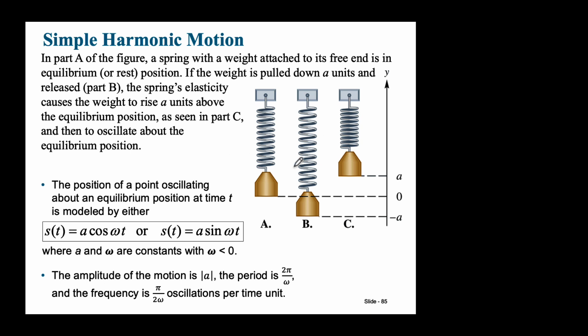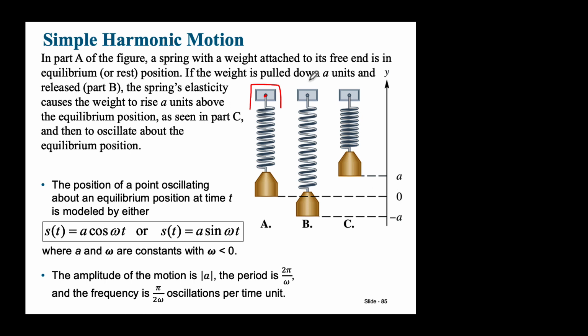All right, simple harmonic motion. In part A of the figure, so this is what we're talking about, just this situation right here. A spring with a weight attached to its free end is in equilibrium, or rest position. So we have an attachment right here, and the spring is not moving up or down. It's at rest. This is the weight they were talking about. Also, this is at equilibrium, so we're going to set that to be 0. Over here on our y-axis, we're going to make the height 0.